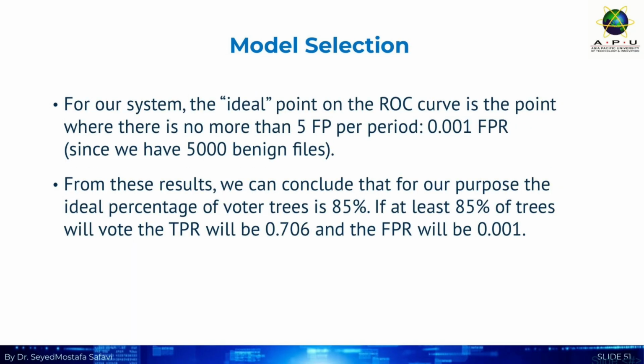This slide shows the final, crucial decision. The team decided that their ideal point was one with no more than 5 false positives per period, 0.001 FPR. The threshold. To achieve this goal, the optimal threshold was determined to be 85%. If at least 85% of the random forest's 2,000 trees vote malicious, the system flags it. This gave them a 70.6% true positive rate, which is a good trade-off for such a low false positive rate.